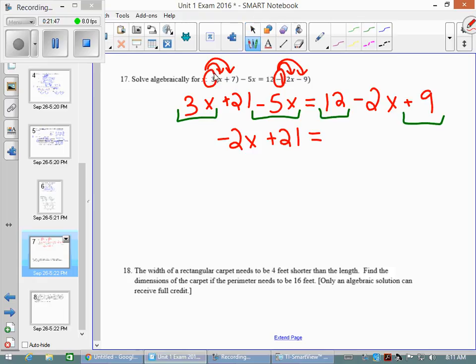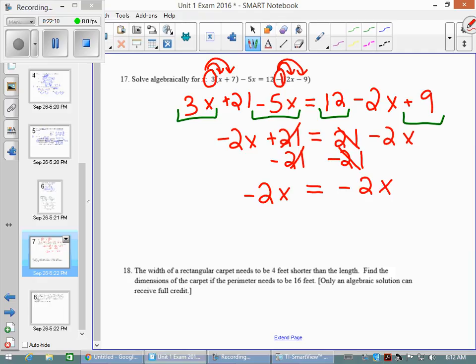Now we want to move some variables over. So if we subtract 21 and subtract 21, over here these cancel out, so we get a negative 2x equals, well, these cancel out over here too, and we're going to get a negative 2x. At this point, I should see that I have the same thing on both sides, but if I want to continue, I can divide by a negative 2, divide by a negative 2. Again, these cancel out on both sides, and I would have x equals x.